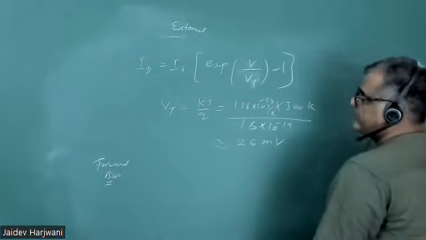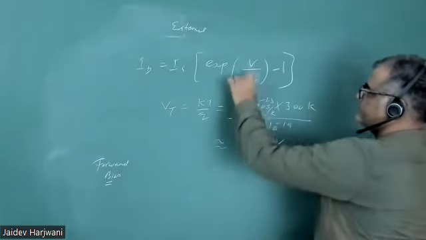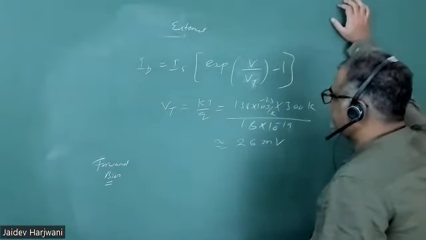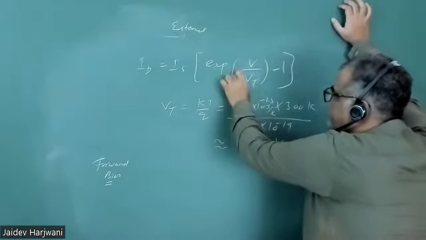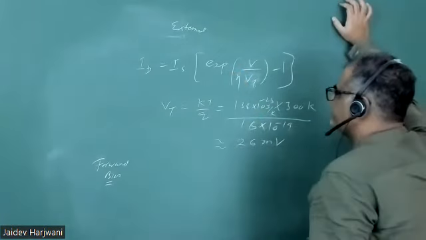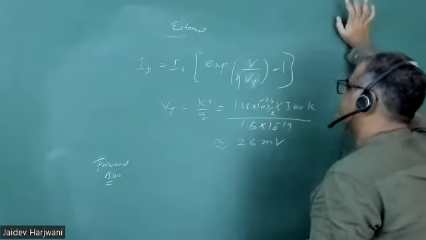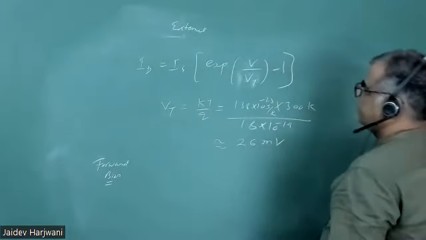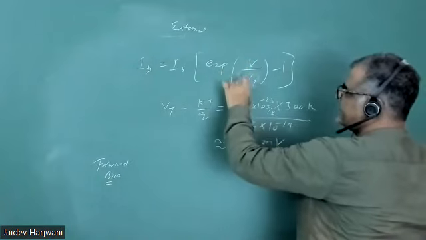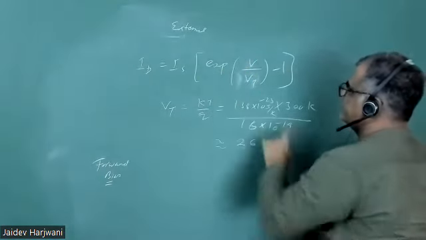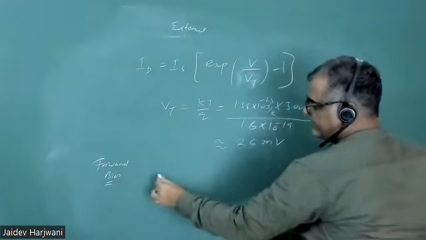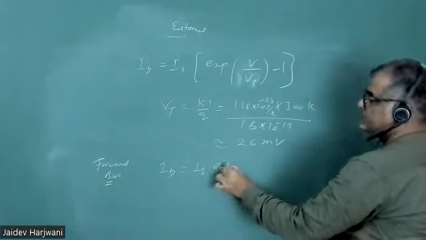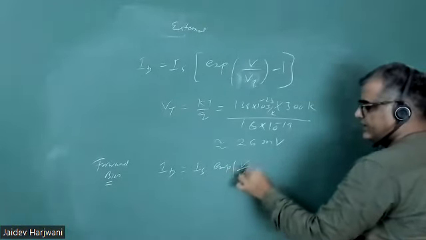So when you apply forward bias, suppose this is my V. Depending on whether your sample is silicon or germanium, one more factor comes, eta: for silicon it is 2, for germanium it is 1. Now when I apply this forward bias, if V is greater than VT, I can neglect the 1 in the current. So for forward bias, I can write ID equals IS exponential V upon VT.